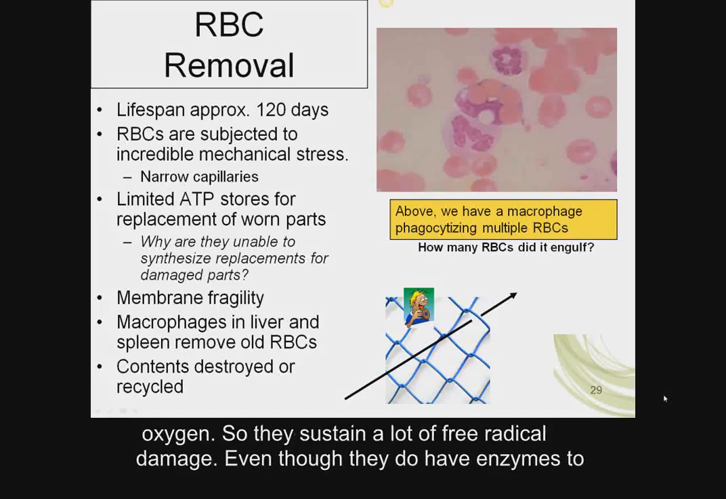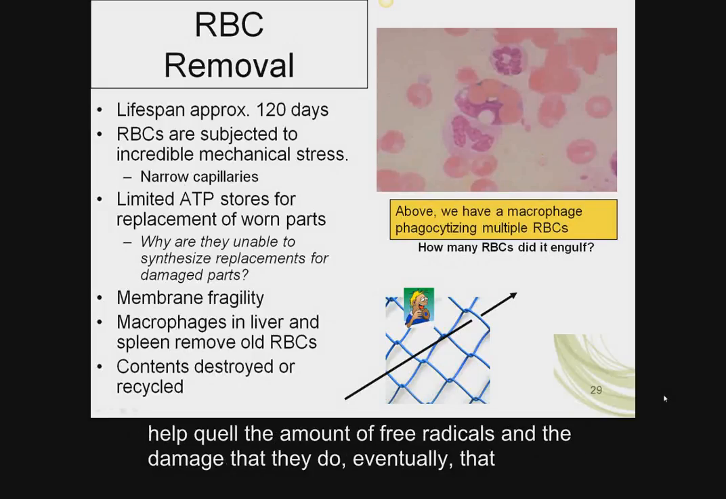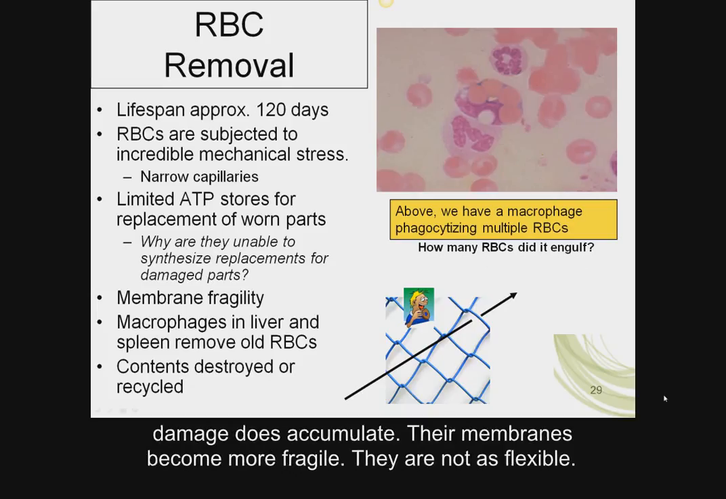So that means they're going to sustain a lot of free radical damage. Even though they do have enzymes to help quell the amount of free radicals and the damage that they do, eventually the damage does accumulate. Their membranes become more fragile. They are not as flexible.